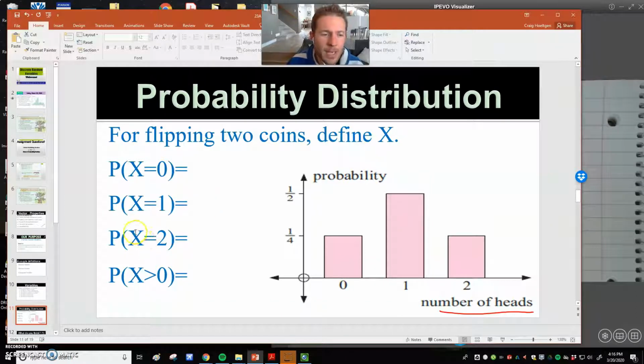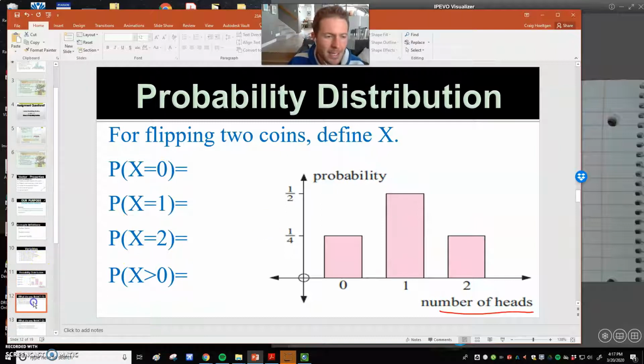And then finally, the probability X equals 2, or the probability of the number of heads equals 2. Well, there's only one way for that to happen: heads and heads, which is 1/2 times 1/2, so you should get a quarter. Now we can also be asked, what's the probability X is greater than 0? Well, here we just look at these, add those together, and hopefully you get 3/4 for that one.